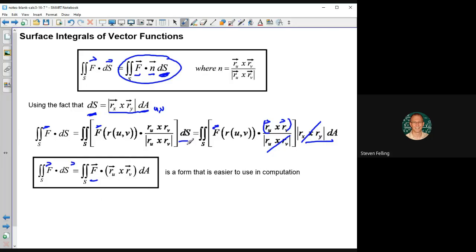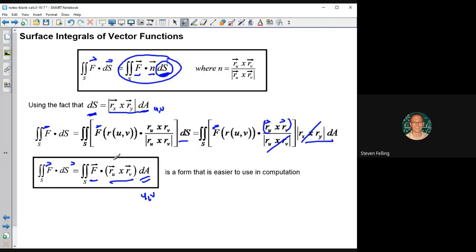It's just the same thing, except that it's whether or not you put this normalization and you allow it to cancel the part of the dS. Right, so you can think of this as over dS, or you can think of it as integrating over the uv area in the parameter domain and just taking F dot the cross product and not normalizing. So this is what we do in practice.